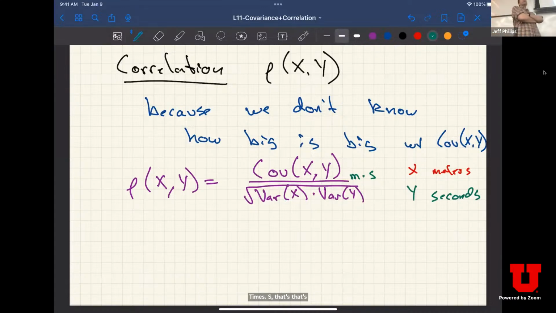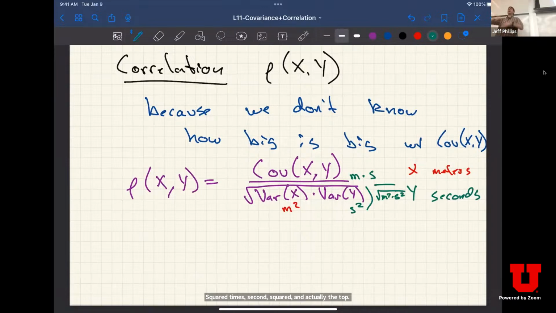The variance of X. What units does the variance of X have? Meters squared, right? So this one is in meters squared, and the variance of Y would then be seconds squared, okay? But then I multiply those together and take the square root. So the whole bottom here is the square root of meters squared times seconds squared. And actually the numerator and the denominator cancel, okay? So all those units cancel out.